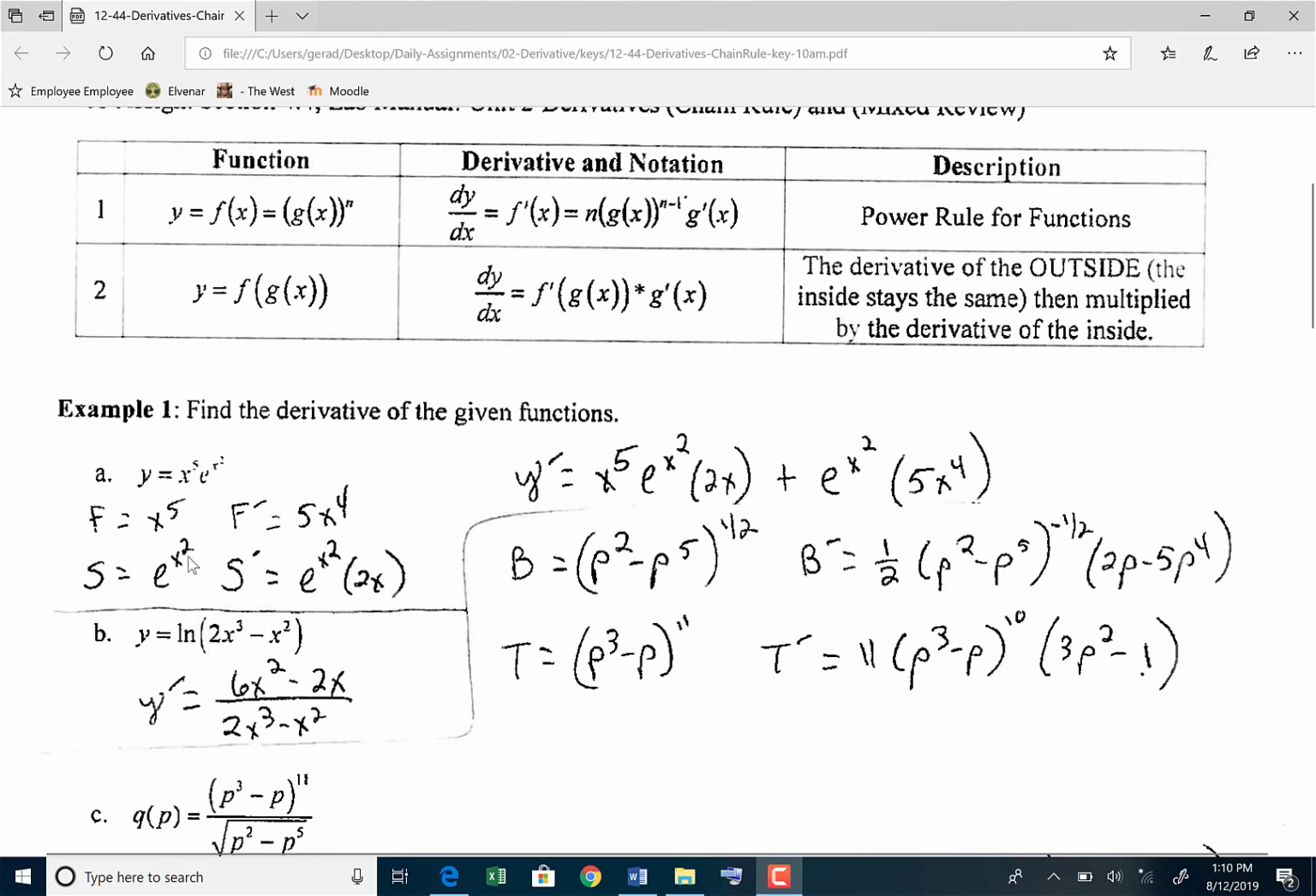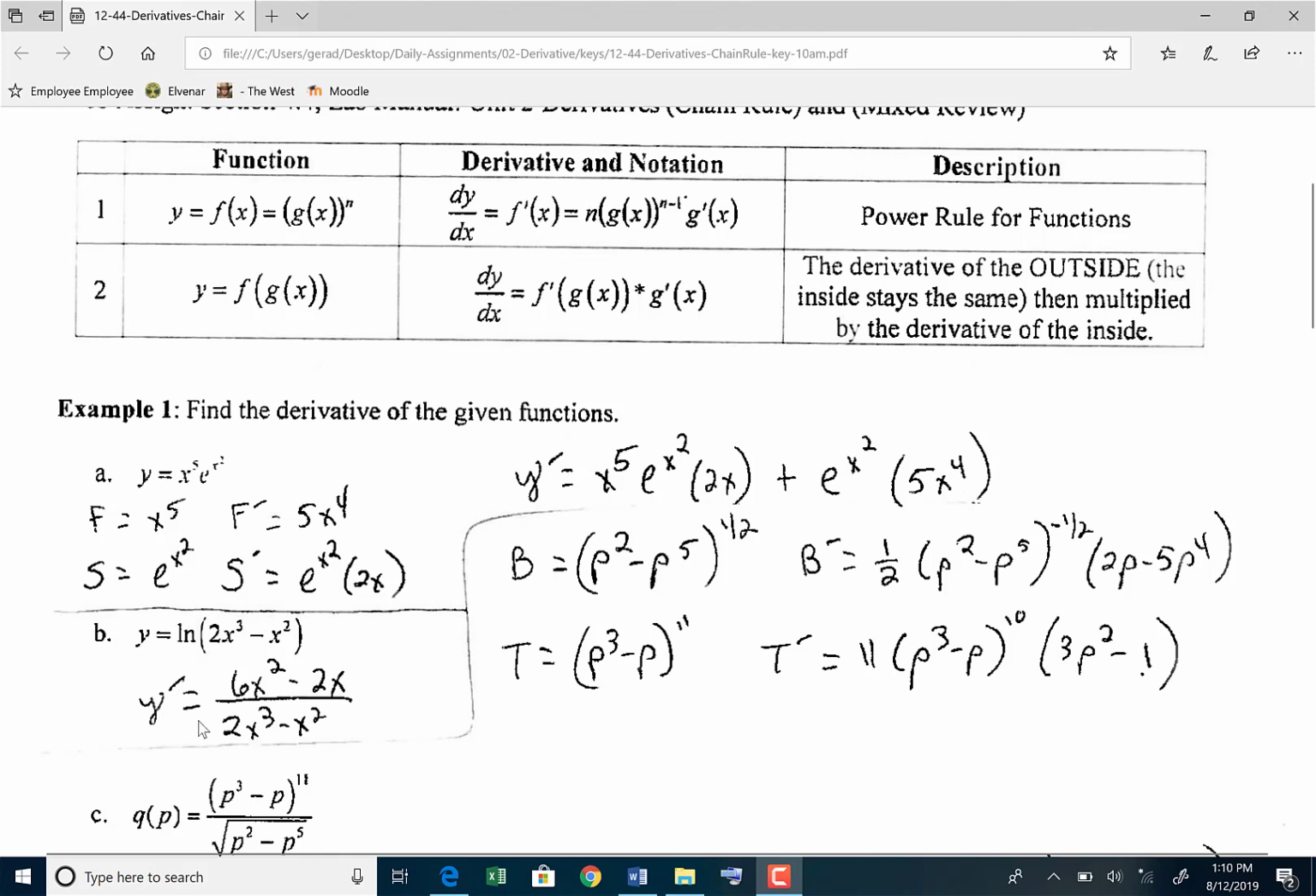So the derivative of the second function is e to the x squared times 2x, which we put together in the product rule. So the first function, x to the fifth, times the derivative of the second function, that's where we use the chain rule, plus the second function, e to the power of x squared, times the derivative of the first function, 5x to the fourth. And you're done.